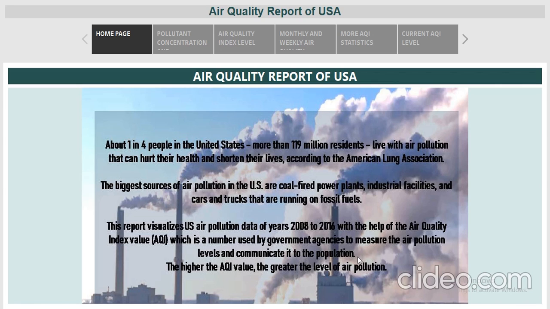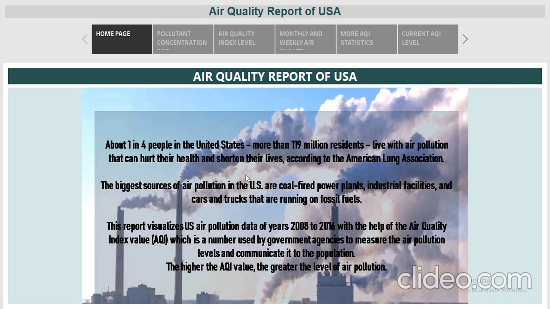So we must have heard about AQI, like recently in Delhi the AQI level was more than 300, reaching 400. So that means that particular area has higher pollution. So higher the AQI value, the greater the level of air pollution.